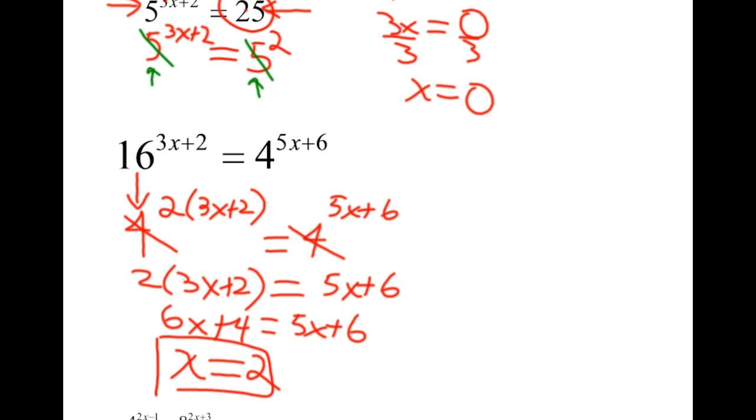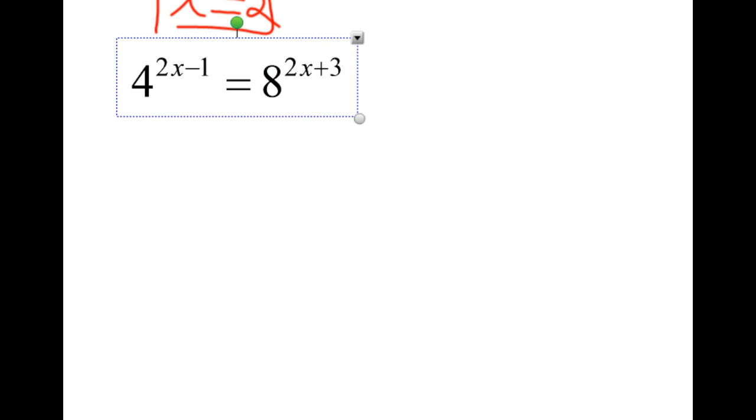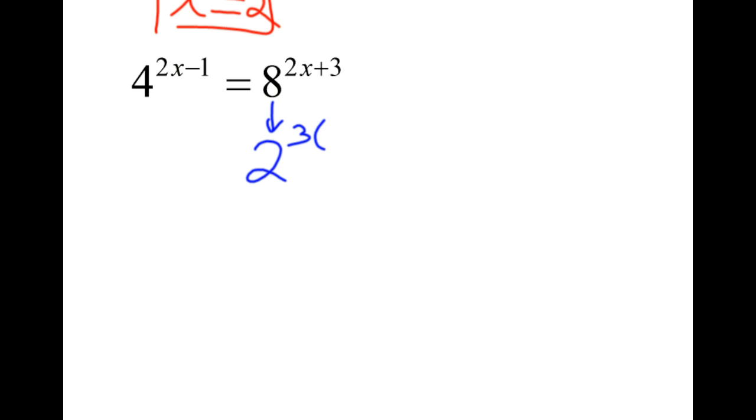So let's do it one more time. If I have 4 to the 2x minus 1 power equals 8 to the 2x plus 3 power, to solve this one, well, looking at this bigger base of 8, I can't directly change it into a 4. So what do you think I should change it into? A 2. That's right. 2 cubed is 8 times 2x plus 3. Well, that will equal, well, I'm going to have to break this base down. What should I break it down to? 2 squared times 2x minus 1.